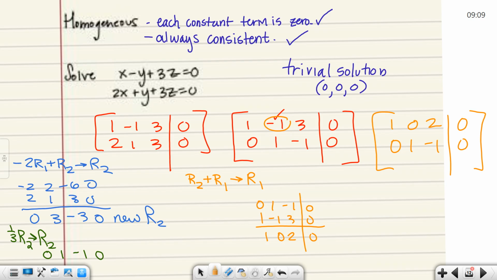All right, now at this point, I can write it easily, hopefully, with a parameter.